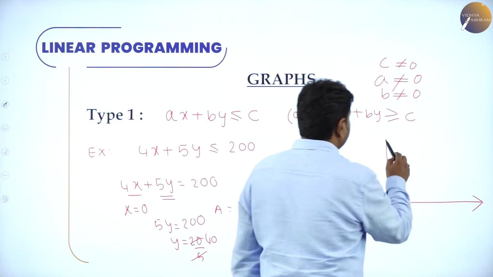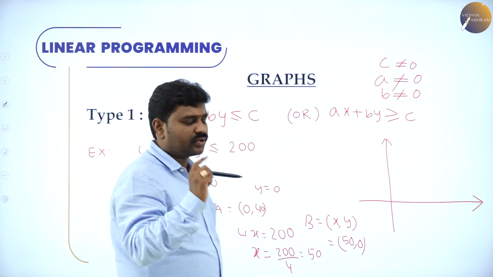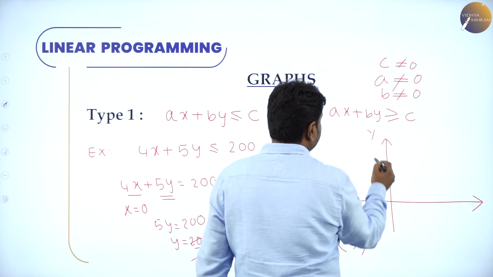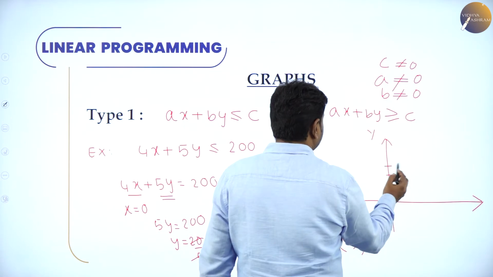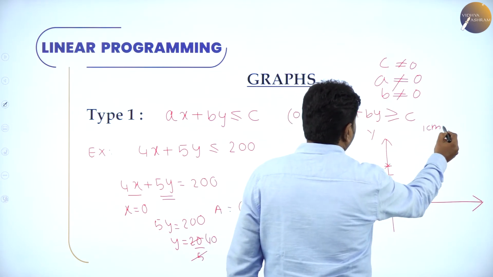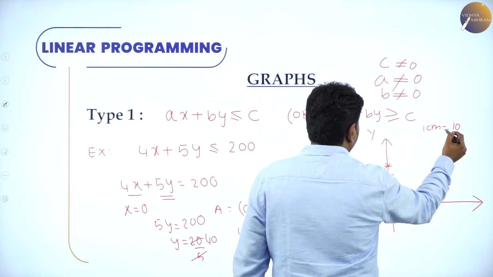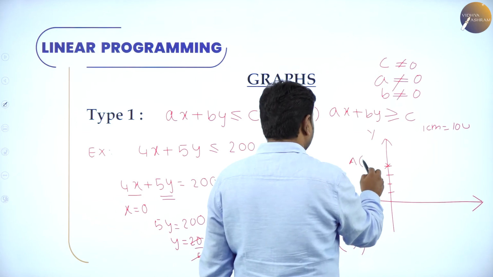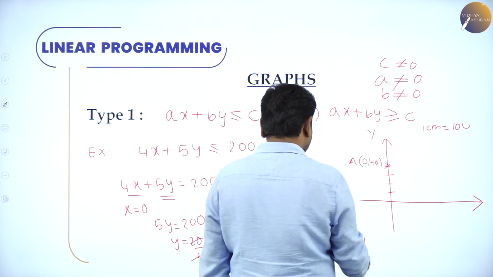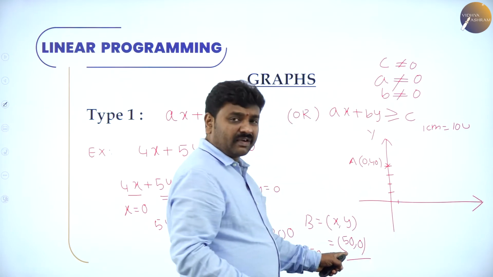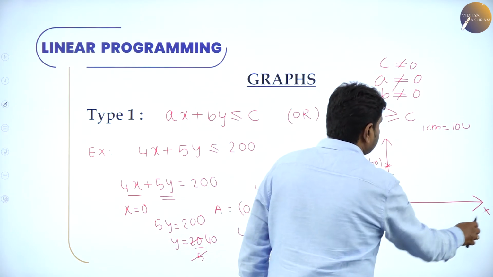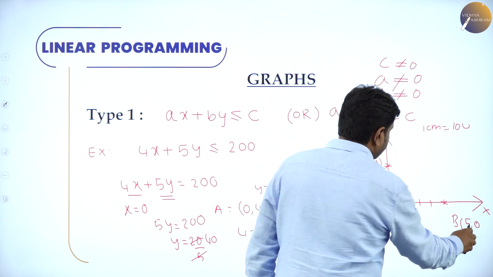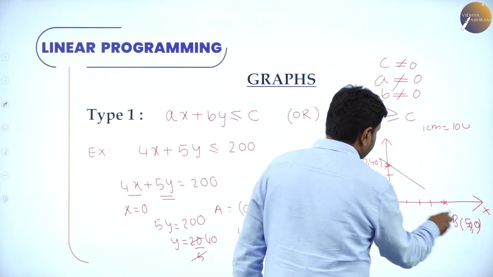So now draw the graph. To draw any line we need 2 points, and we got them. You can take 1 centimeter equal to 10 units. One point is 0 comma 40, a point on the y-axis. Then this is A, 0 comma 40, and B is 50 comma 0. If the y value is 0, it is a point on the x-axis. Now stretch a line between these two.